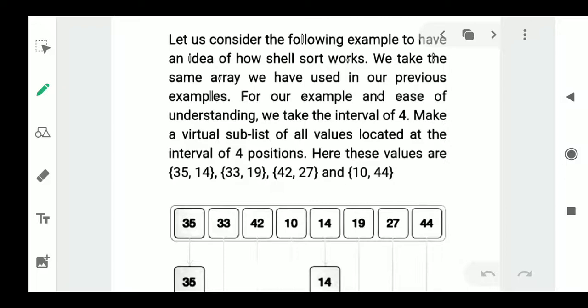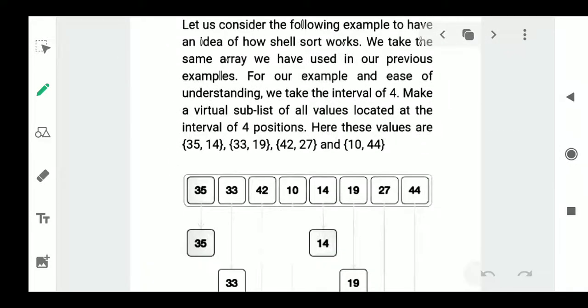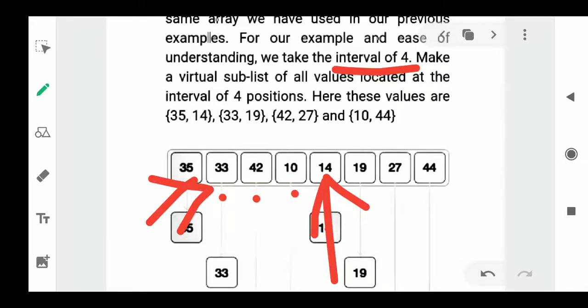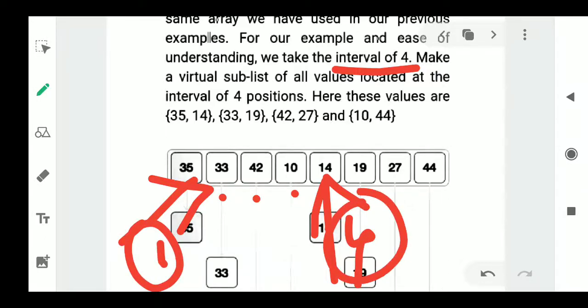We have taken some elements in the array, and here we are considering our interval as 4. Interval 4 means we will compare the elements like this. Consider 35 as our first element. If the interval is 4, we will compare it with the fourth element after the element we have considered. Why? Because our interval is 4 here.